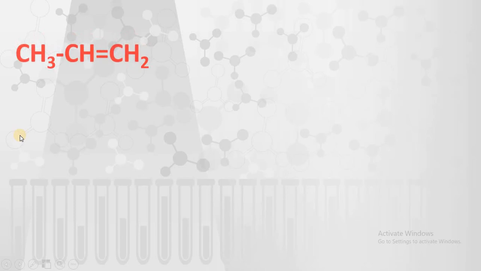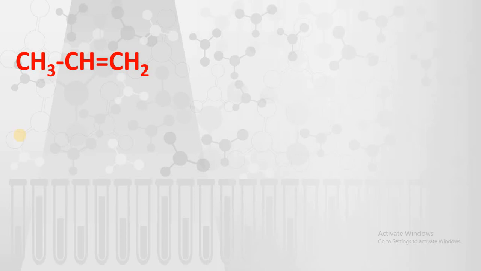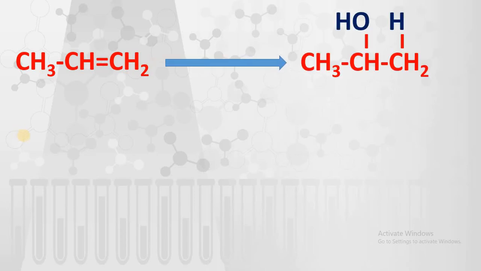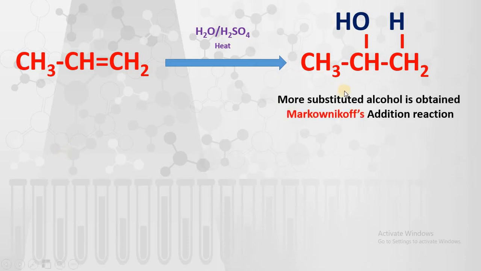Now, if you consider this molecule, we will consider the first product. What type of products are obtained by using this propene? So propene when reacted with water in presence of H2SO4 on heating gives this type of alcohol, and that is nothing but the more substituted alcohol. Here is the statement for this particular reaction: the more substituted alcohol is obtained by Markovnikov's addition reaction.